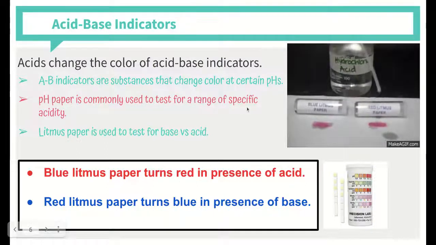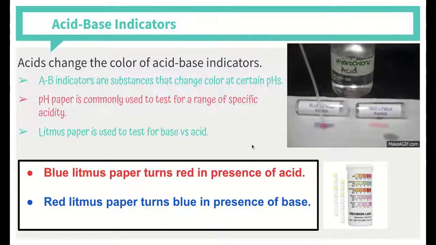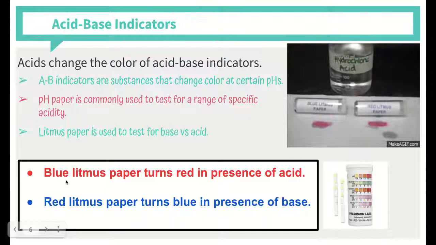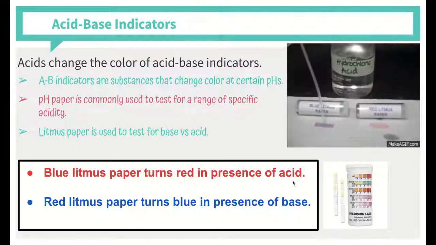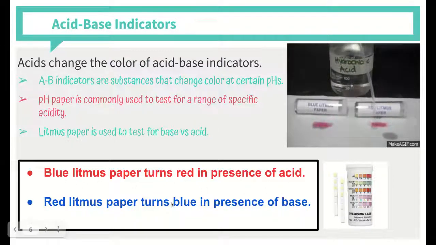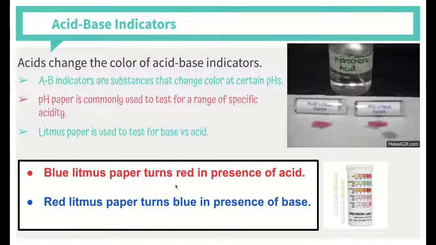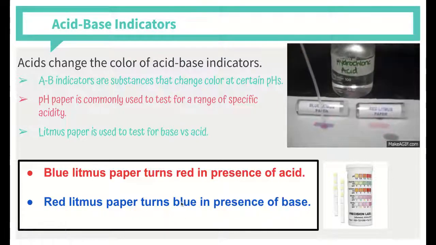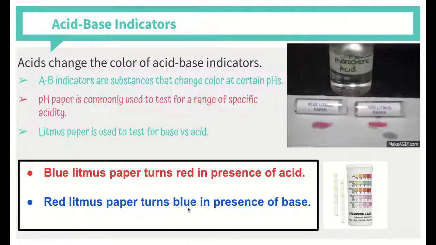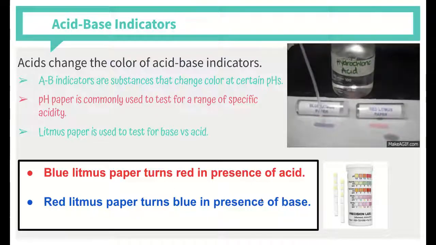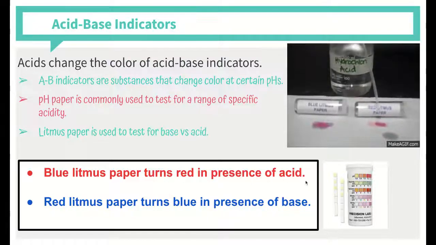You're also going to have litmus paper. So that's what this video is showing. There's blue litmus paper and red litmus paper, and they're going to change depending on the acidity or alkalinity. So blue litmus paper turns red in presence of an acid, and red litmus paper turns blue in presence of a base. So that is something you need to remember. I know it's just going to take repetition, just practicing it. So if the red turns blue, it's a base. So you have blue base. If it turns red, it's an acid.